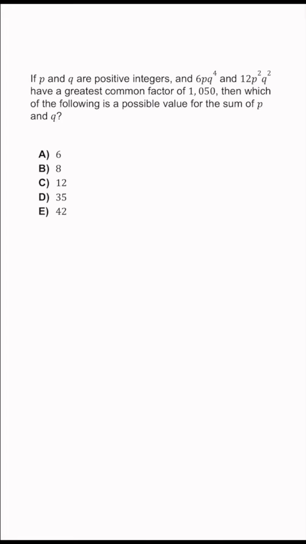If p and q are positive integers and 6pq to the fourth power and 12p squared q squared have a greatest common factor of 1050, then which of the following is a possible value for the sum of p and q? So sum means addition, so the goal for us is to find out what p and q are added up to. In order to do this, we need to find out the value of p and q. Also, we're told that the GCF of those two monomial expressions is going to be 1050.